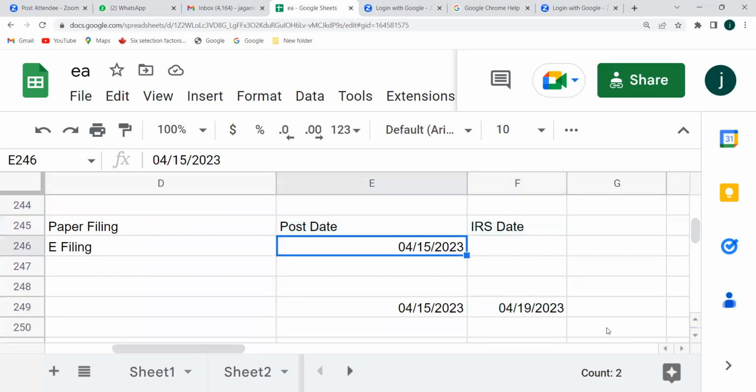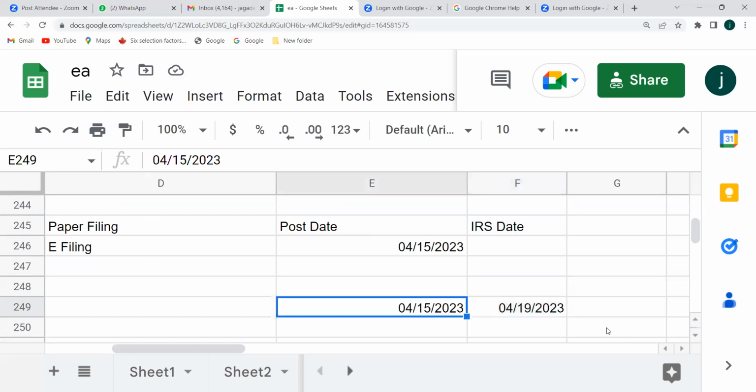Clear or any doubt? So it is considered as late filing only. In this case, we are supposed to consider it as late filing. IRS will ask you to pay the penalty. Why? Because you are filing late only.